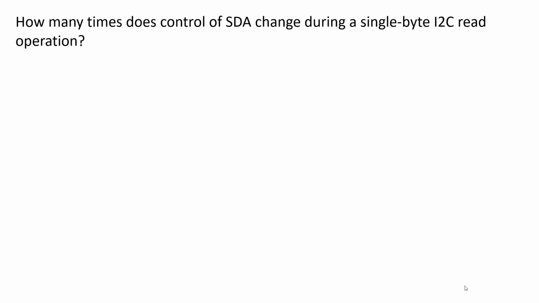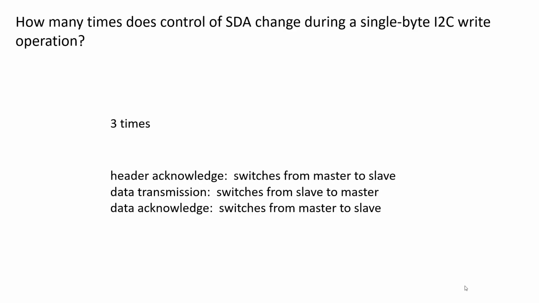How many times does control of SDA change during a single byte I²C read? Okay, read. There's going to be a change of control for the acknowledgement of the address, right? And then another one for the acknowledgement of the data, right? So 2. There you go. How many times does it change during a write? That would be 3, because when you do a write, you have to change control for the acknowledgement of the address, then you have to change control back for the master to send the data, then you have to change control again back for the acknowledgement of the data. So 3 times.